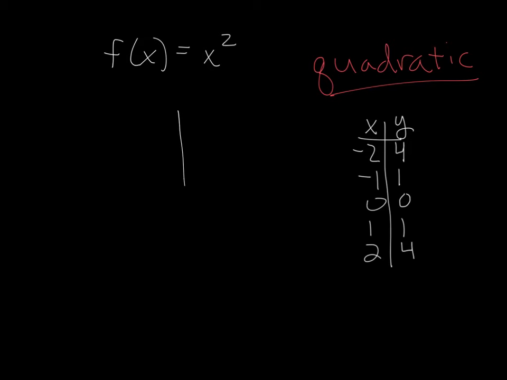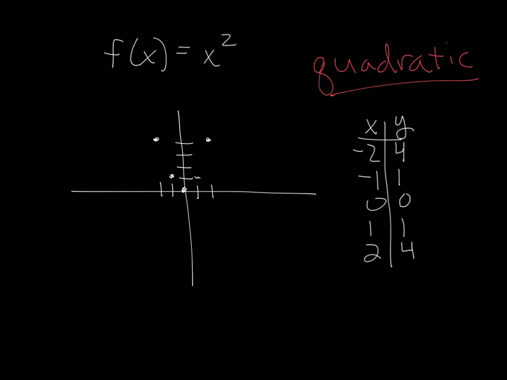The graph: negative 2, 4, negative 1, 1, 0, 0, 1, 1, 2, 4.